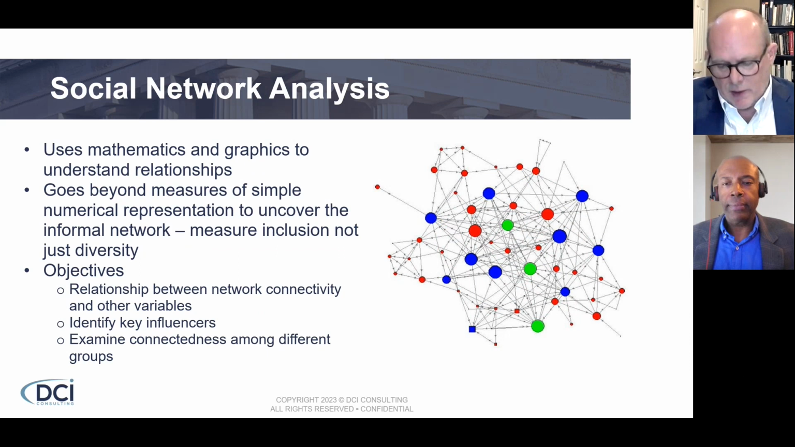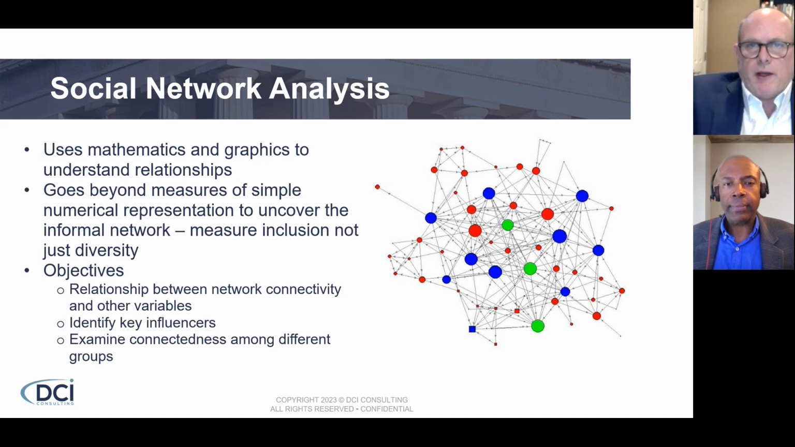This social network analysis, as the screen says, uses mathematics and graphics to understand relationships. What a social network analysis does is allow us to measure inclusion, and it can help us answer the question, who are the key influencers across the organization? And are there areas of the organization that are isolated from these key influencers? So we're looking at the people within the organization that are oftentimes the conduit of information throughout the organization.